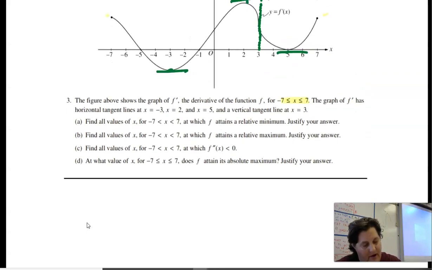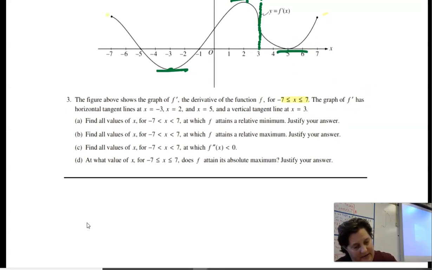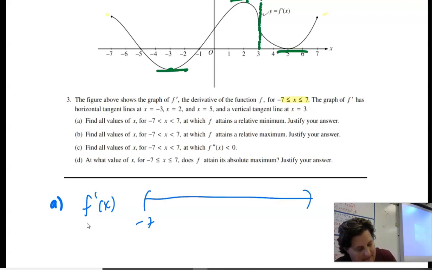Okay, great. Find all the values for relative min, relative max. Oh, this is such easy money. How many times have we done this now? Okay. Let's see. F prime of x, making a sign line graph from negative 7 to 7. And I'm looking where the derivative actually equals 0.